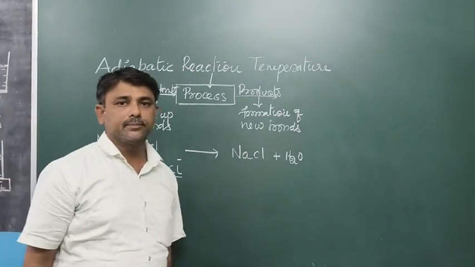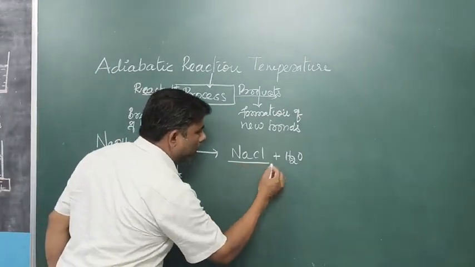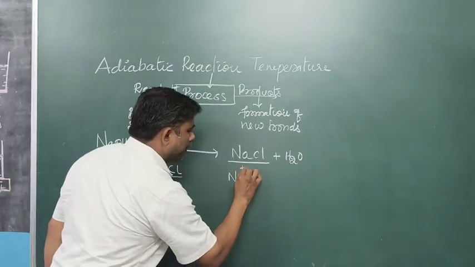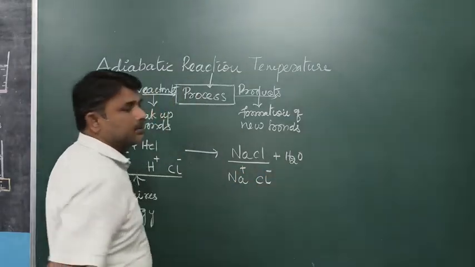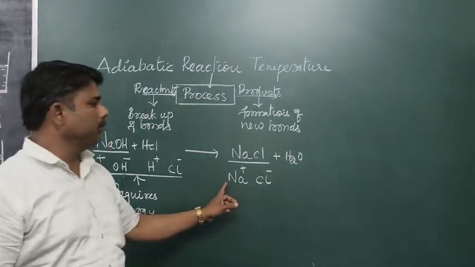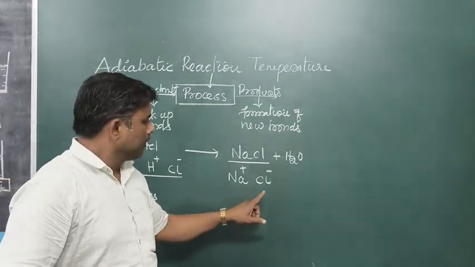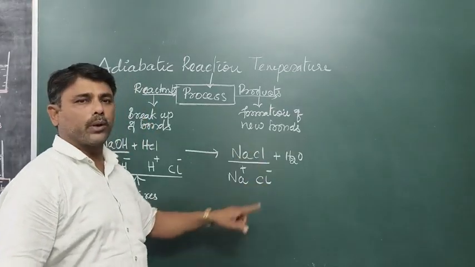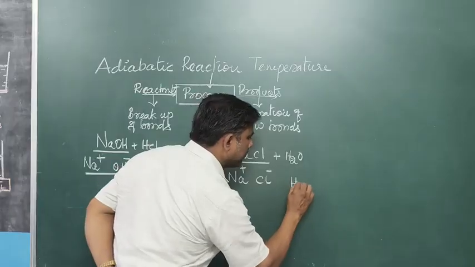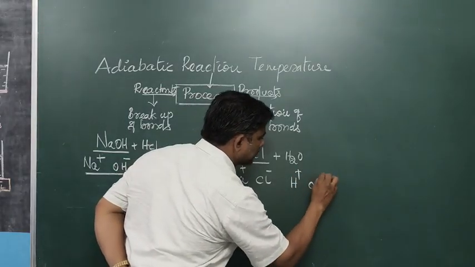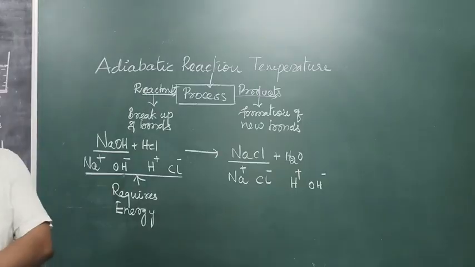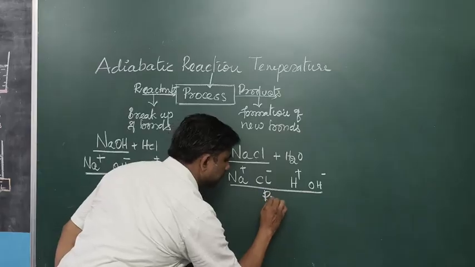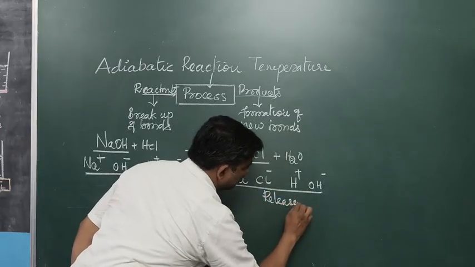Coming to the product side, the formation of new bonds provides sodium chloride, that means Na+ and Cl-. Formation of a bond between the sodium atom and chlorine atom provides the new compound sodium chloride. Similarly, hydrogen H+ and OH-. During the formation of new bonds, it releases an enormous amount of energy.